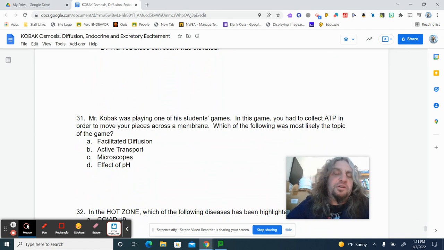Mr. Kobach, question 31, was playing one of his students' many, many, many fun games. In this game, you had to collect ATP in order to move your pieces across a membrane. Which of the following was most likely the topic of that game? A, facilitated diffusion. B, active transport. C, microscopes. D, effective pH.